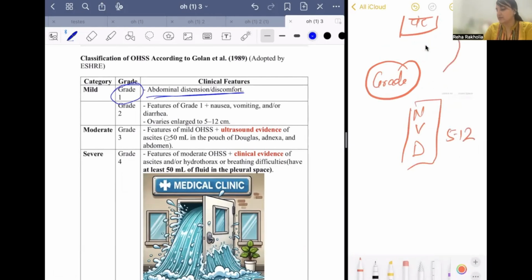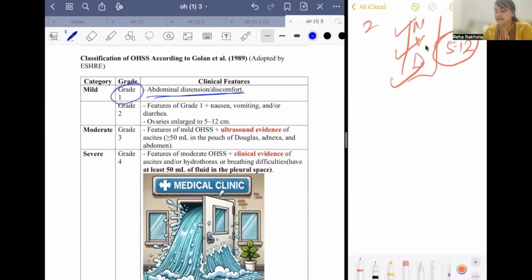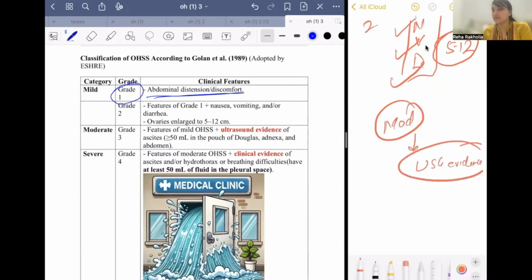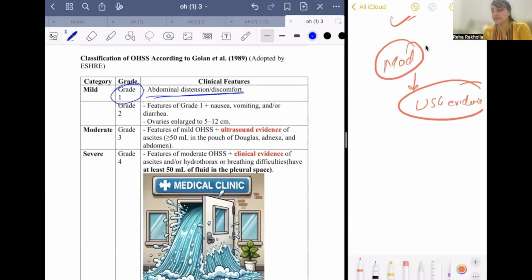So second thing, if पेट भर गया तो उसके बाद पेट में गड़बड़ी स्टार्ट हो जाएगी. That means nausea will be there, vomiting and diarrhea will be there, and ovaries will enlarge 5 to 12 centimeter. Moderate, what will happen in moderate? As we have already discussed, in the ASRM classification there was ultrasound evidence of ascites in moderate. In the Golan classification also there will be ultrasound evidence of ascites. That means greater than 50 ml in the pouch of Douglas, adnexa and abdomen.